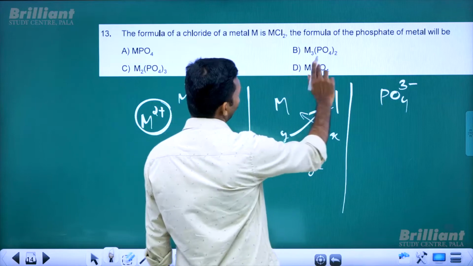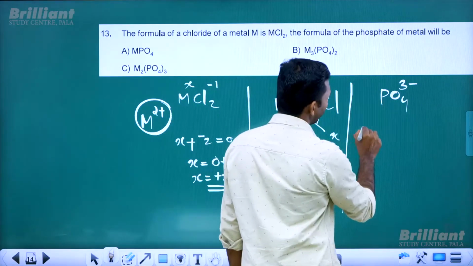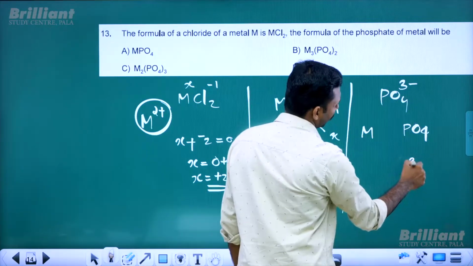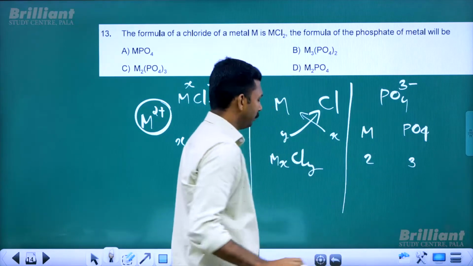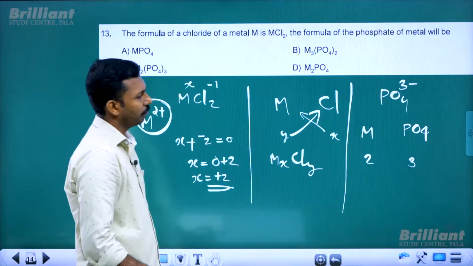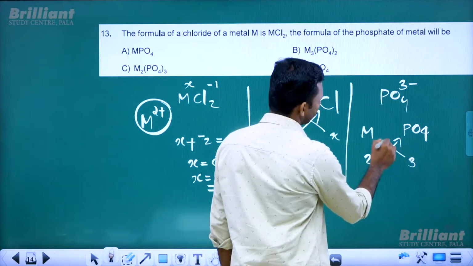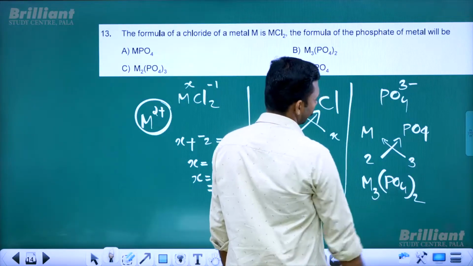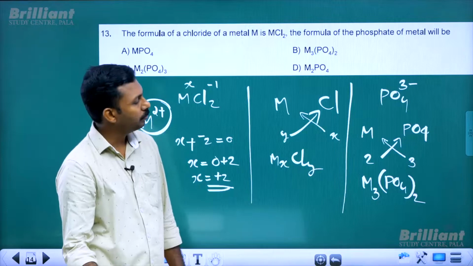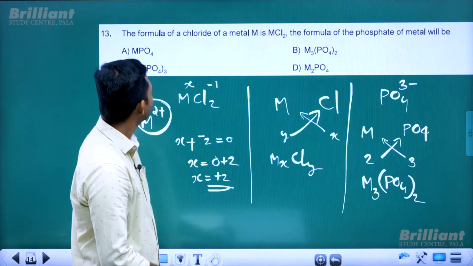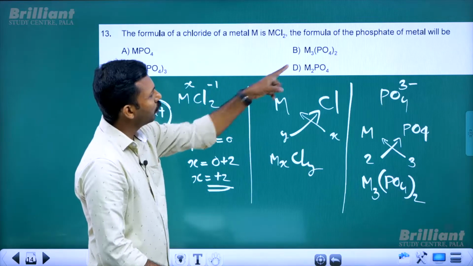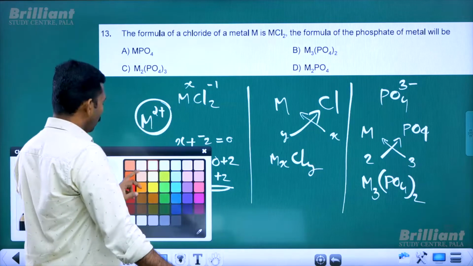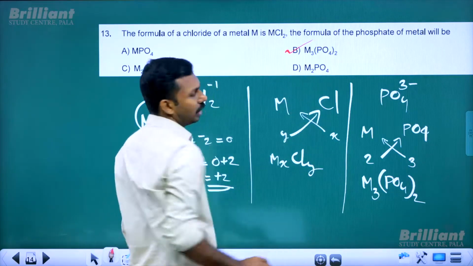Now we have to write the formula of the metal phosphate. So M here, PO4 here. Okay, 3 should be given here and 2 here. 2 means valency of metal. Now crossing these two numbers, we will get M3(PO4)2. Okay, M3(PO4)2, right? M3(PO4)2. So is there such an option? MPO4, M3(PO4)2, M2(PO4)3, M2PO4. So no doubts, I think you got the answer, that is B option.